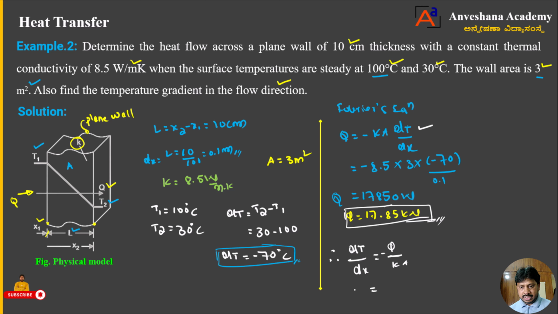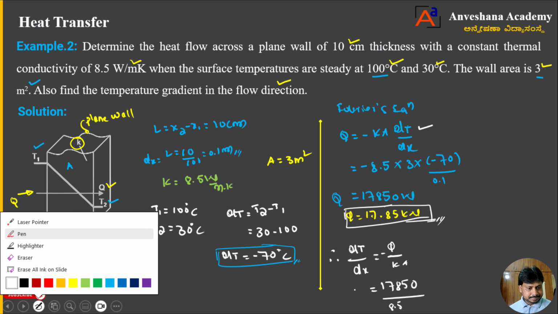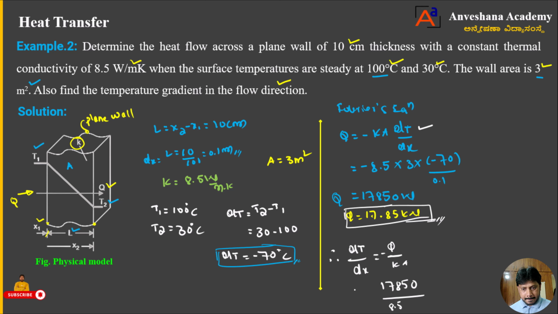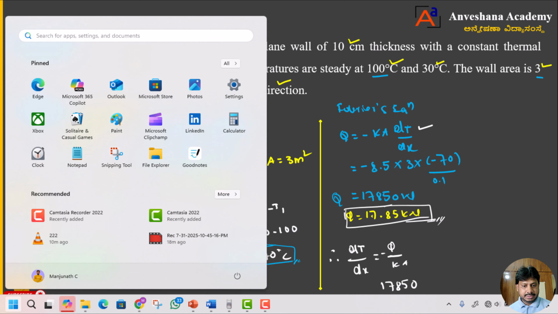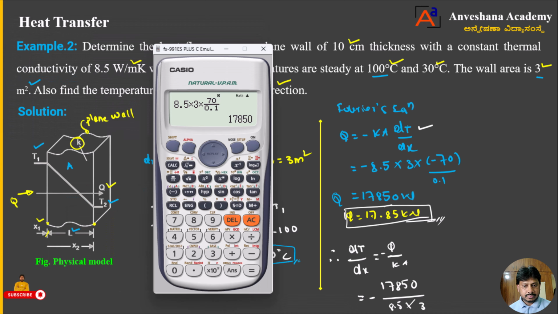So therefore, dear students, now you can substitute the value here. What is Q? Q in terms of watt, 17850 divided by, what is K? That is 8.5. Now here is equal to, minus sign is there, minus I am taking here, 8.5 into area, which is 3 meter square. So do simplification again. What are we going to get here now? I will keep minus as it is.